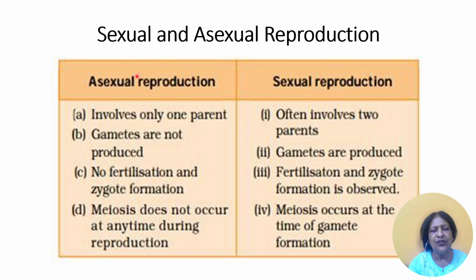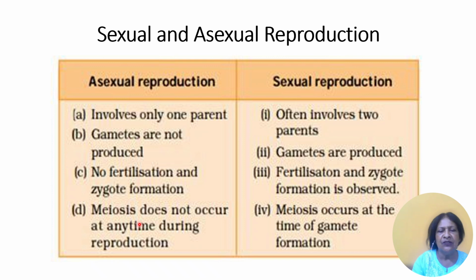In asexual reproduction, no fertilization will take place and there will be no formation of the zygote. While in sexual reproduction, fertilization occurs and the zygote formation is also seen. That fertilization is the mixing of the nucleus of an ovum with the nucleus of a sperm. This is what we call fertilization.